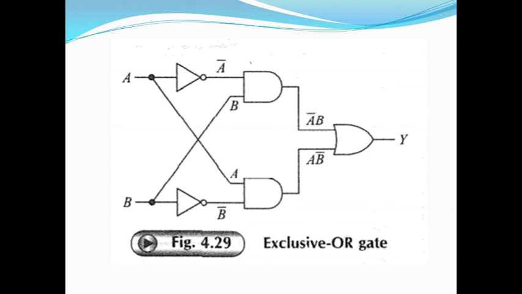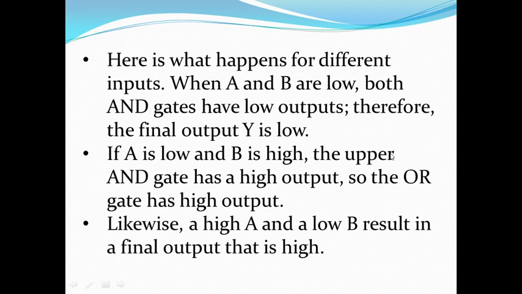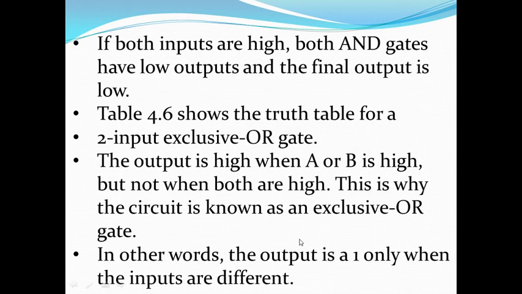If A is equal to 1 and B is equal to 0, then what will happen? Again the same thing. A is equal to 1. So lower AND gate, A is equal to 1, B bar is going to be 1. So this output is going to be high and you will get high output. A high A and low B result in a final output that is going to be high. If both inputs are high, both AND gates have low outputs and final output is low.